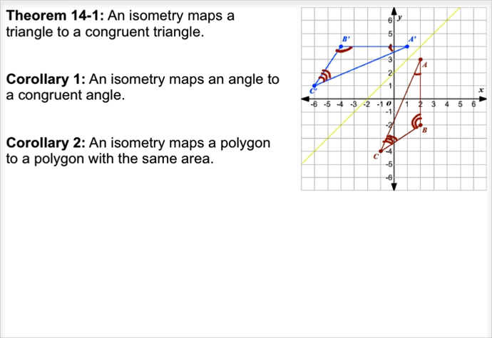Corollary 2, an isometry maps a polygon to a polygon with the same area. So this deals with any polygon, but I'm just going to look at the triangle over to the side. So if the triangles were congruent, then they should have the same exact areas. So if I took any polygon and made an isometry, it's going to be exactly the same size, so it should have the same area.